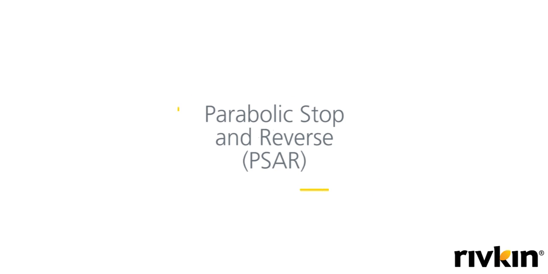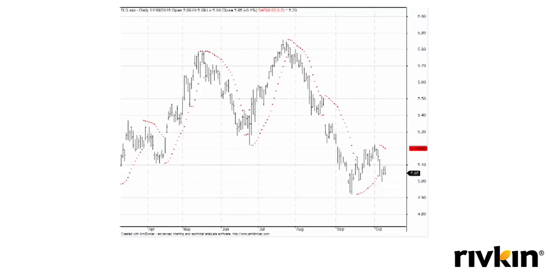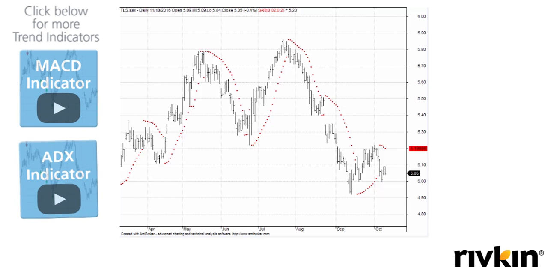The Parabolic SAR is a technical indicator that is based on both price and time, and it's used to generate reversals in trends, with the SAR referring to the stop and reverse. Now, the idea is that the Parabolic SAR is used as a trailing stop loss and then used to reverse a position on a close above or below this level. Originally, it was developed by Wells Wilder in 1978.